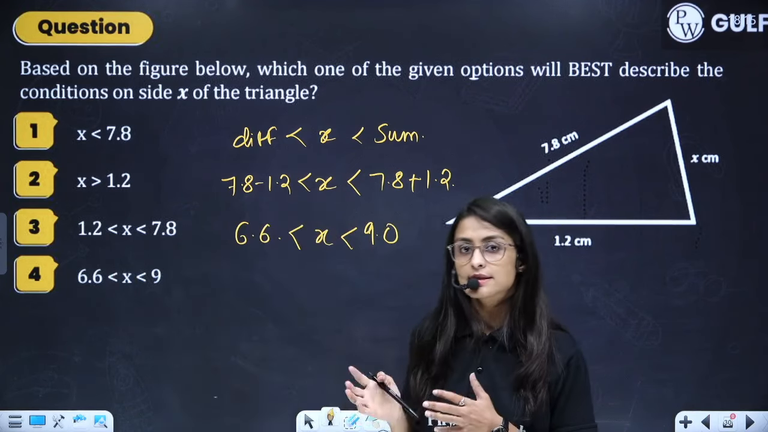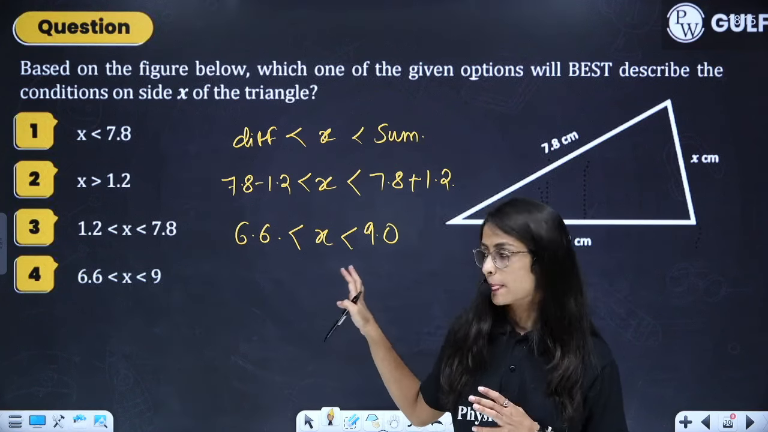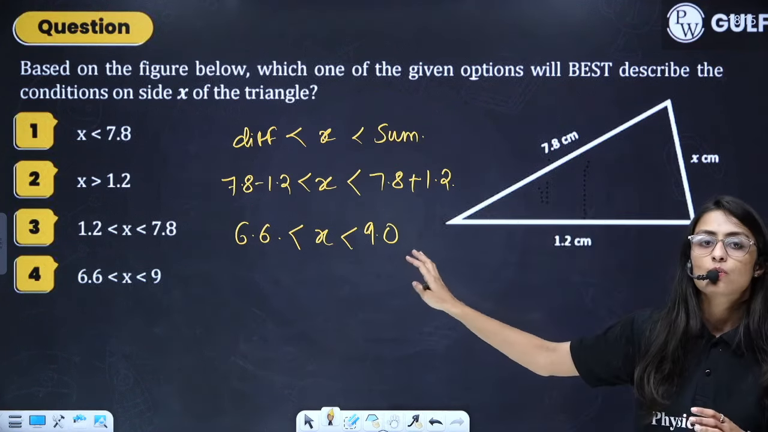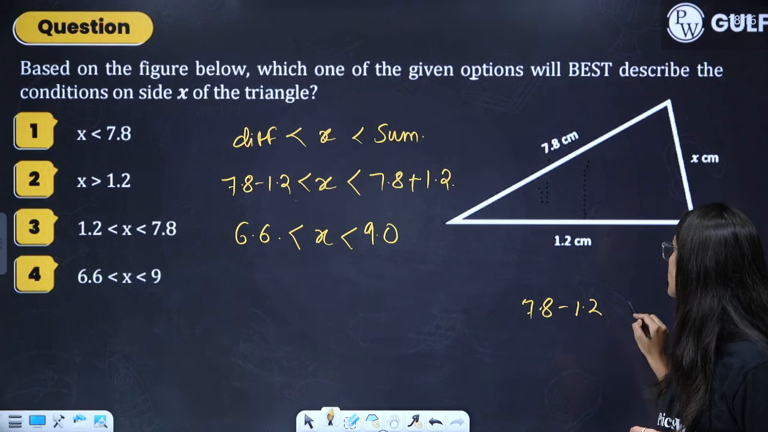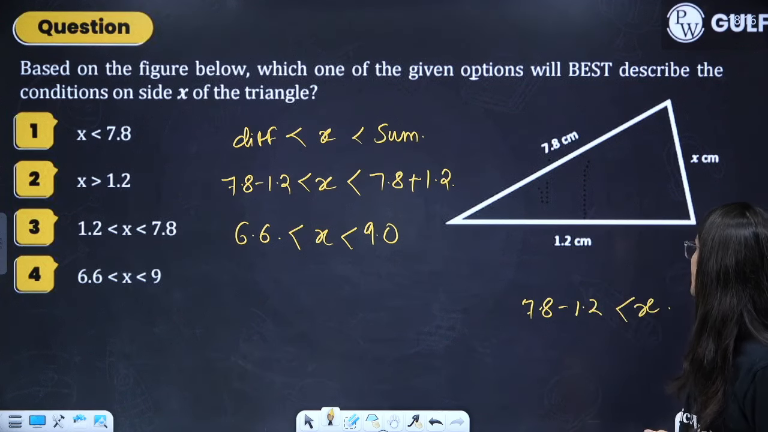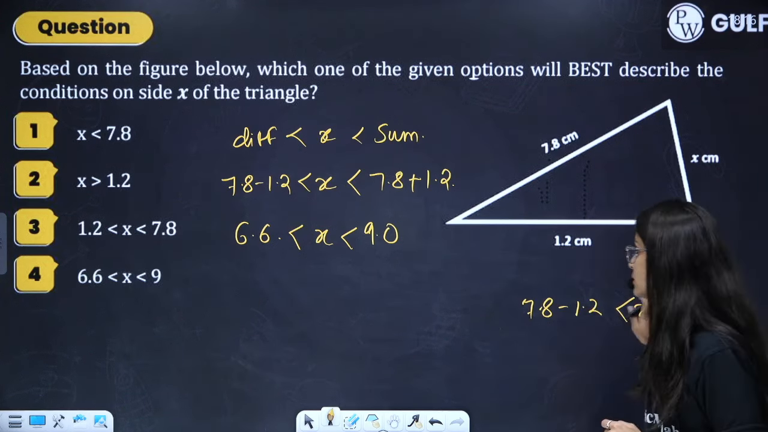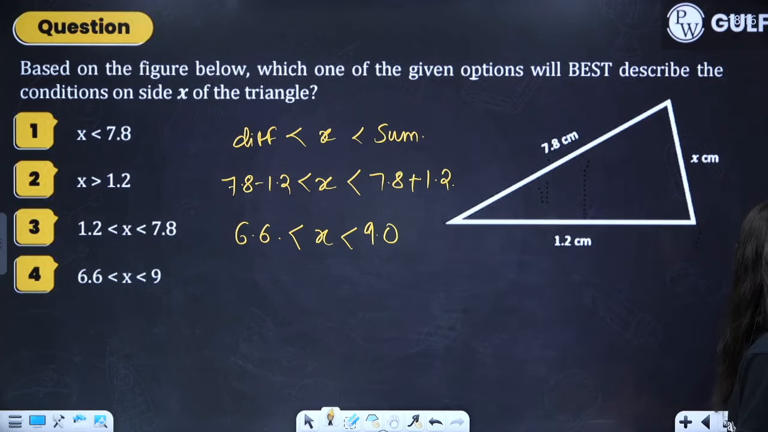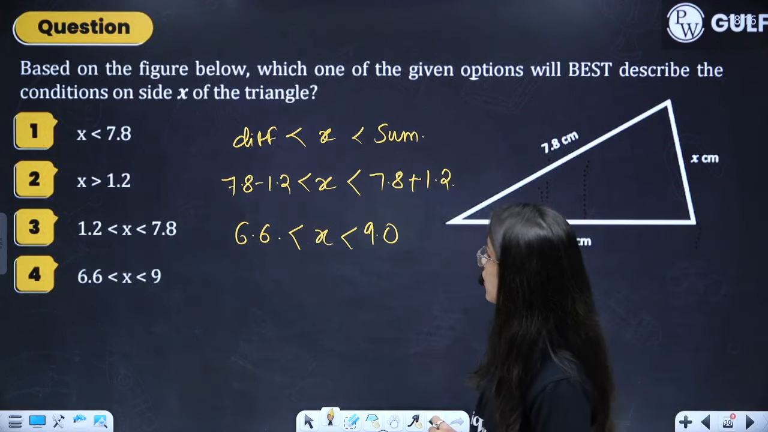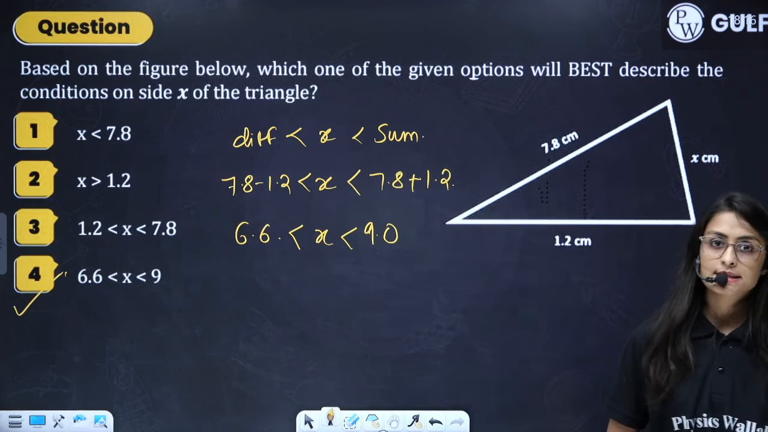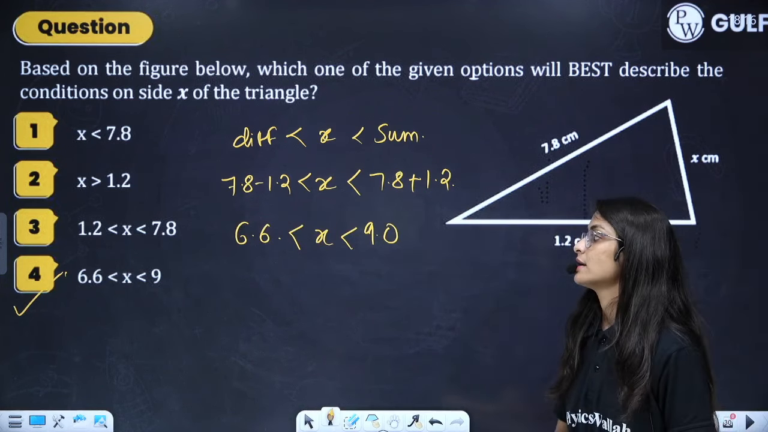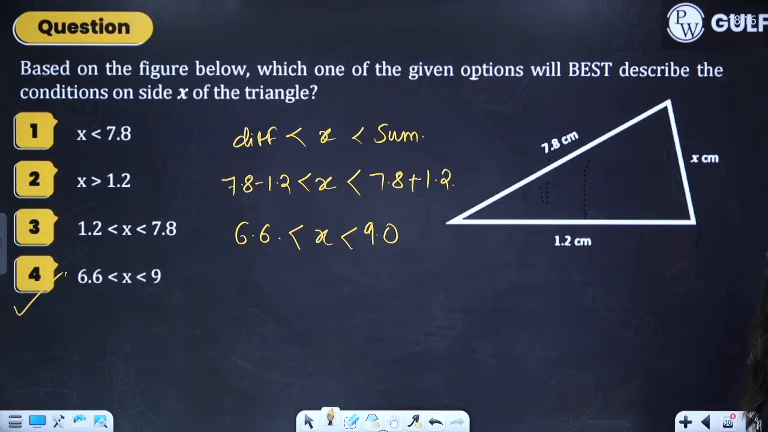lesser. That means the difference between two sides, let's say 7.8 minus 1.2, will be lesser than x. Okay. So here option D will be the appropriate one, right? 6.6 lesser than x, lesser than 9.